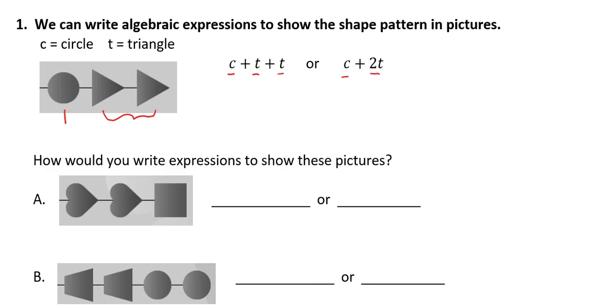Here I have one heart plus another heart plus a square. So I could write the expression that way. I could also show that I have two hearts plus a square. In the next one, I have a trapezoid plus another trapezoid plus a circle plus another circle. I can combine the trapezoids and combine the circles to say that I also have two trapezoids plus two circles.